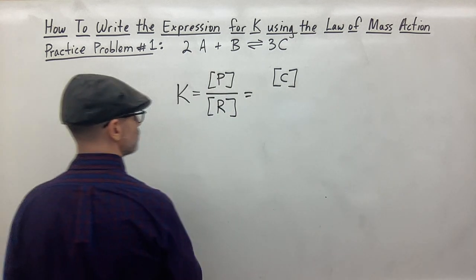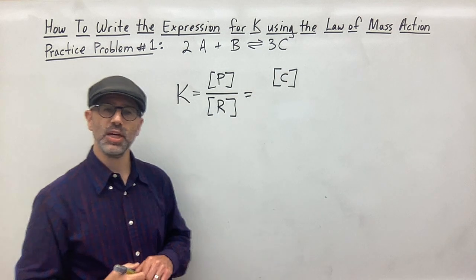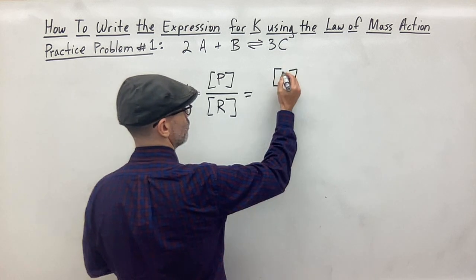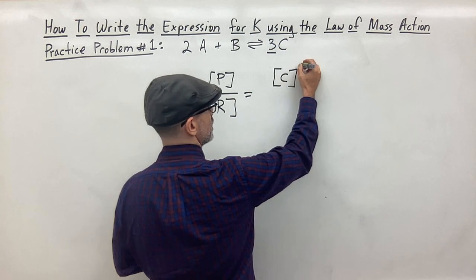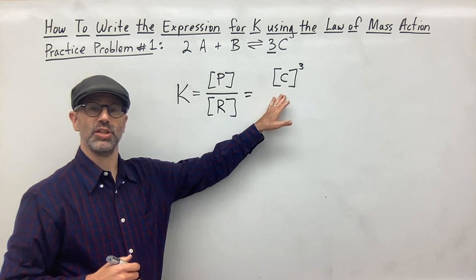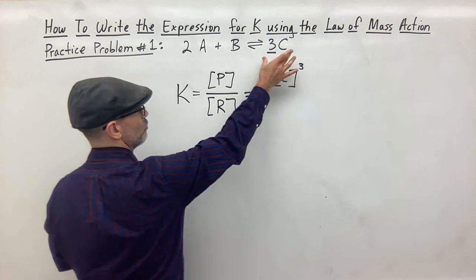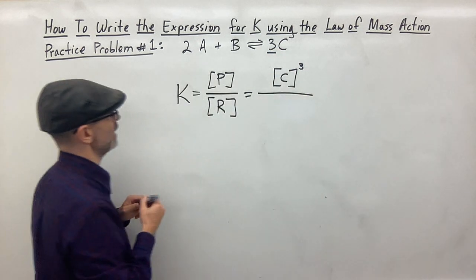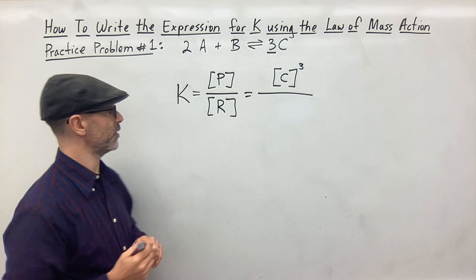Okay, so now what about this 3 here? Well, that 3 coefficient becomes a power of 3 for the concentration of C. So this coefficient becomes a power. So it's going to be the concentration of C cubed, or to the power of 3. Now that I'm done with my products, I just have to do the reactants. And in this case, I do have more than one reactant, so I'm going to multiply those concentrations together.